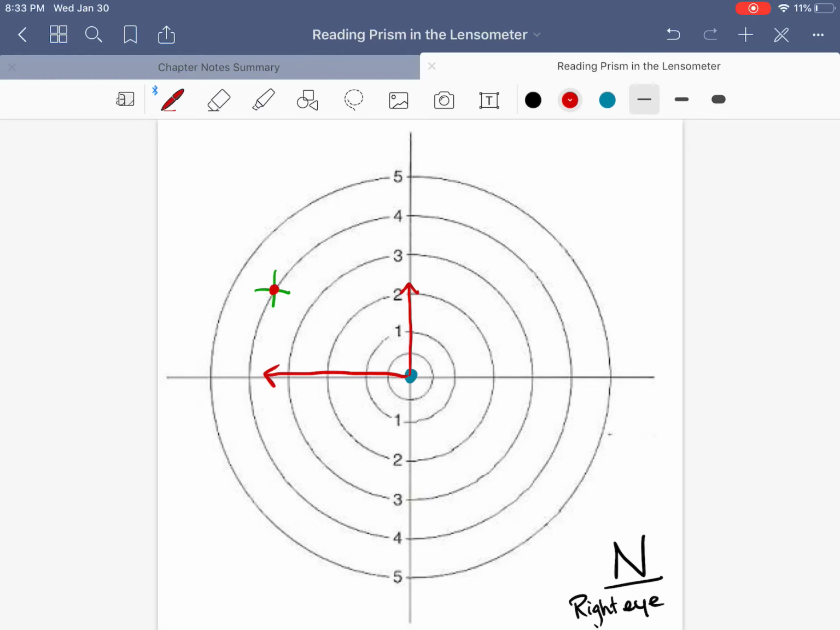And hopefully we can already see that this point right here, with reference to this being the right eye, the base of the prism, that little green thing that I've got circled, is up and out from where the eye is. So it's up and out from the center. You see that? We went up and out. Up and out. All right.